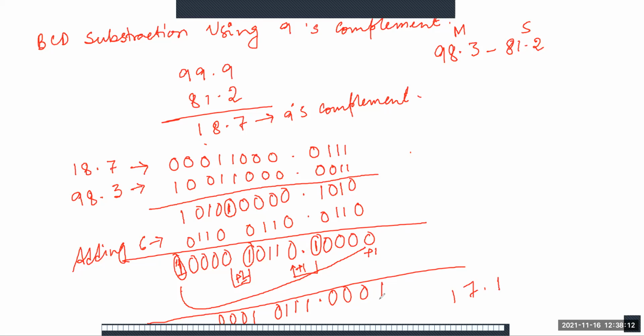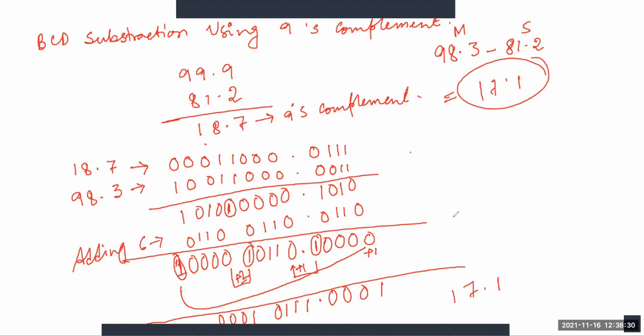Is there any doubt? Is it clear or not? You can check here. 3 minus 2 means 1, 8 minus 1 means 7, 9 minus 8 means 7. So this is okay. Is there any doubt? If you have any doubt, I will explain it again.